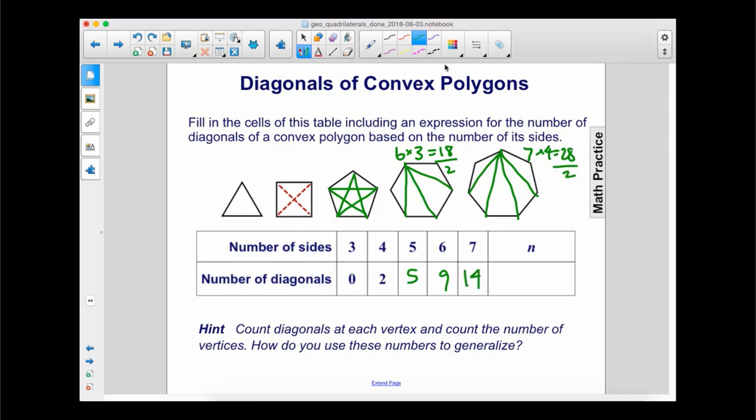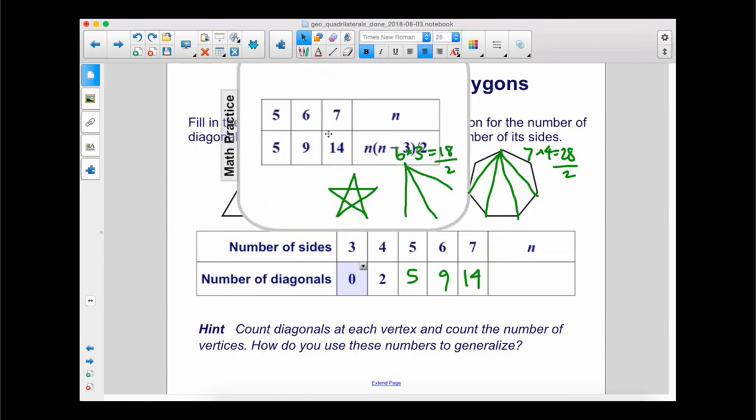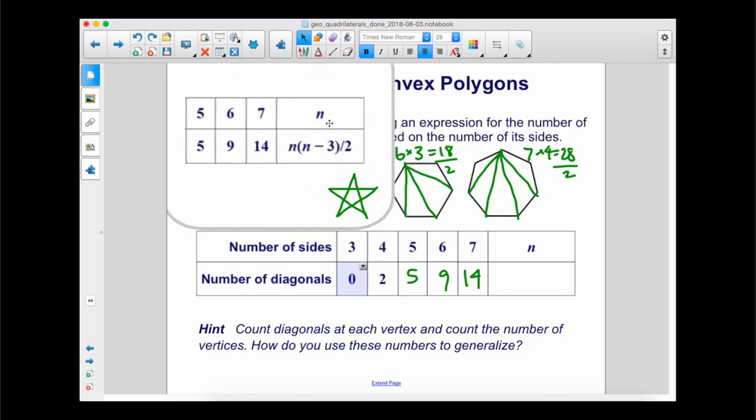So what is our rule for determining the number of diagonals? It is right here. For n sides, we have n times n minus 3, divided by 2, and that gives us the number of diagonals.